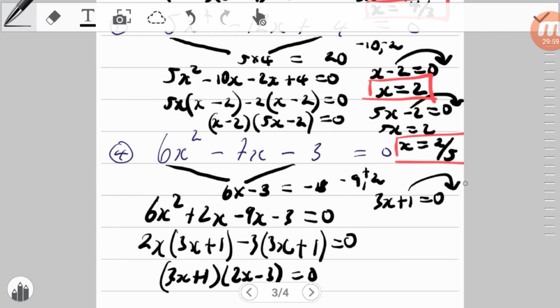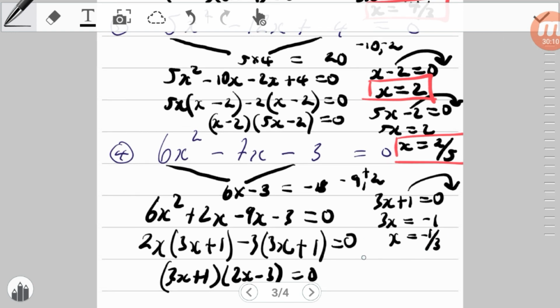So easily now we can wrap this up simply here by saying that 3x plus 1 equals 0. If I transpose here, I'll end up with 3x being equal to negative 1. Dividing both sides by 3, I'll end up with x being equal to negative 1/3. And finally, I end up with 2x minus 3 equals 0. Transpose the 3, I'll end up with 2x being equal to positive 3. And if I divide both sides by 2, I'll end up with x being equal to 3 over 2. All right? And so that really wraps up the whole concept of solving a quadratic equation by the factoring technique.